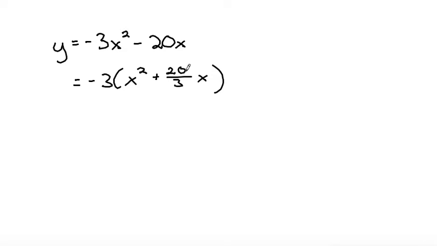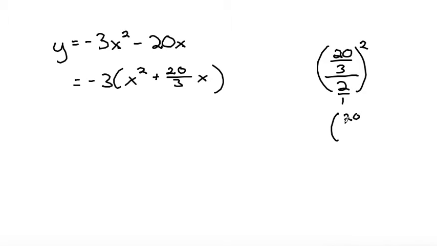So the next step is to do b over 2 squared. Our b is a fraction this time, 20 over 3, but then we have to divide that by 2 and square it. To simplify that, a fraction divided by another fraction, we can write this 2 as 2 over 1, which is the same thing as multiplying by the reciprocal. So this would be 20 over 3 times 1 over 2, squared.